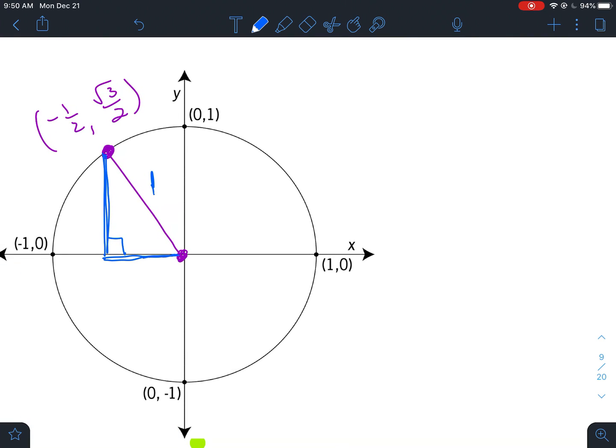Since it's a unit circle, we know that the radius is 1. And then we need to know the length and height of that triangle. How far out did we go? Well, we went out the x value.